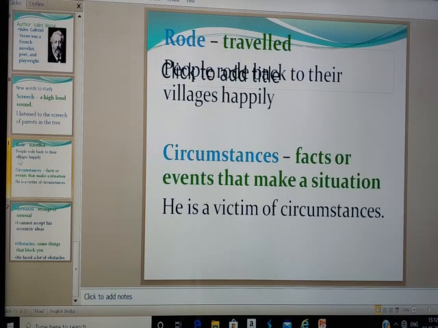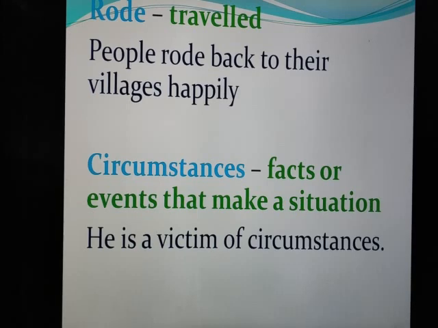Next word is rode. Rode means traveled. People rode back to their villages happily. Third one is circumstances. Circumstances means facts or events that make a situation. Now look at the sentence. He is a victim of circumstances.